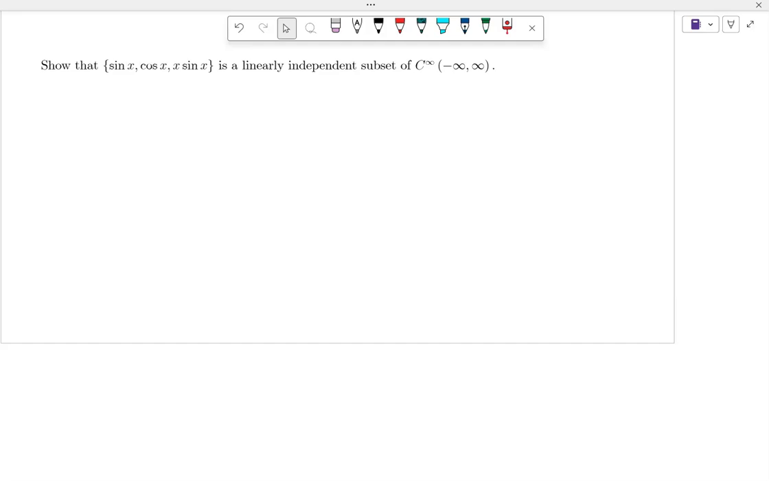Again, if I want to show that it's linearly independent, we need to solve this and show what has to be true about the scalars. If it's going to be linearly independent, what has to be true about the three scalars? They all have to be 0, right? So we're going to be a little bit clever when we do this. Since each function is infinitely differentiable, I'm going to start differentiating.